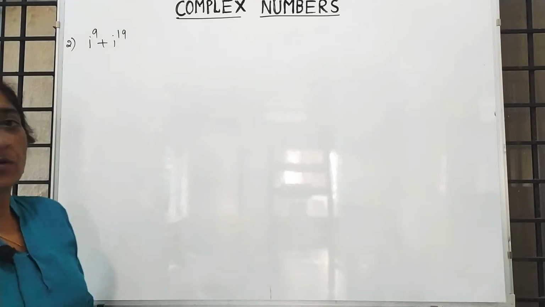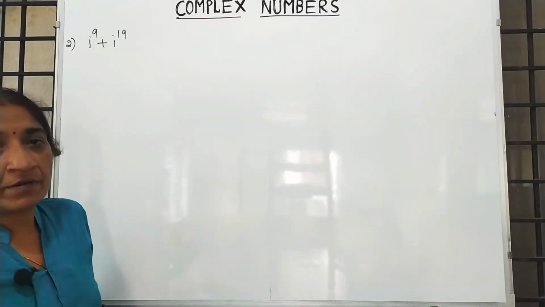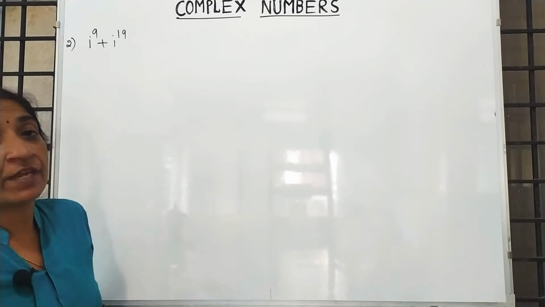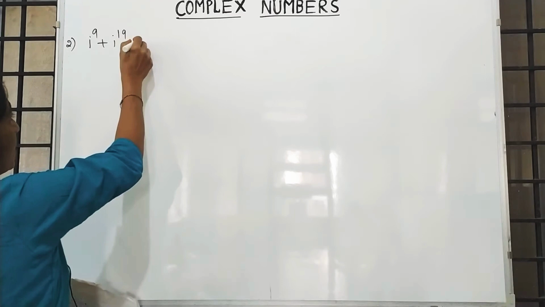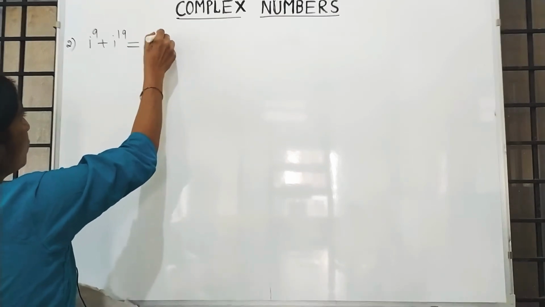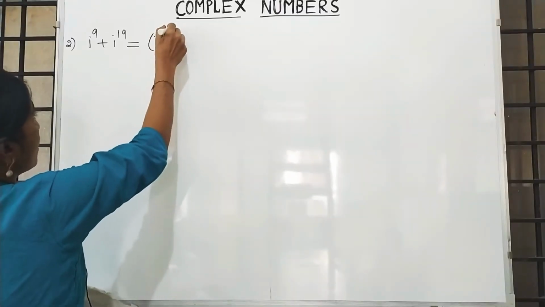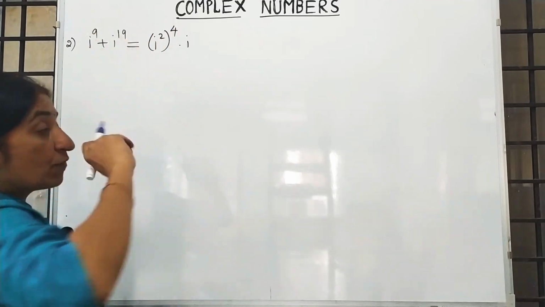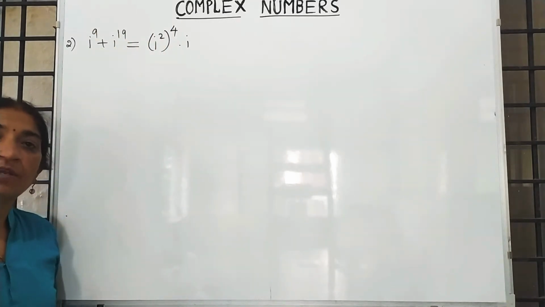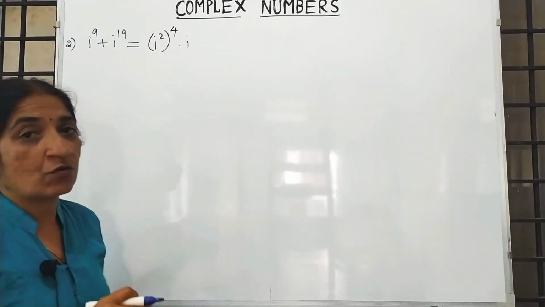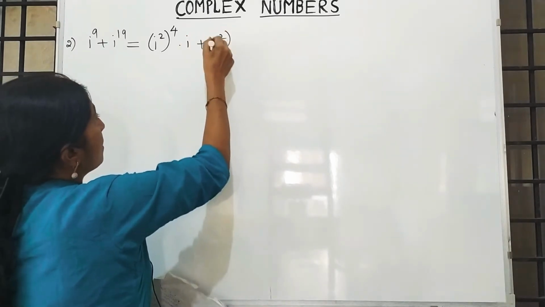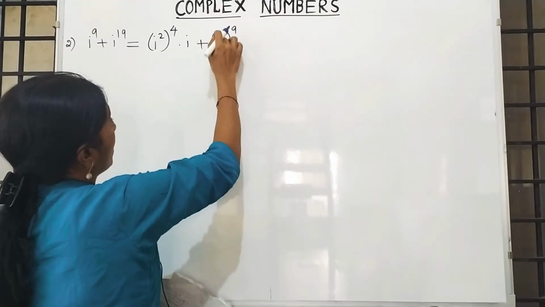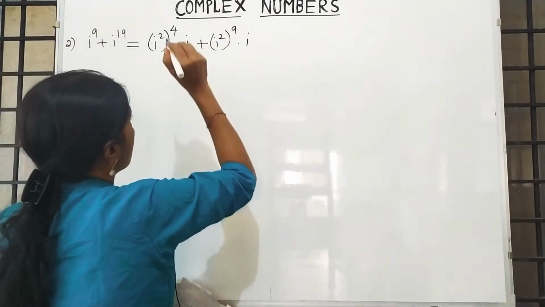The common question is: represent or write the following numbers in the form of a plus ib. In that, see this, i raised to 9 plus i raised to 19. i raised to 9 is i square raised to 4 into i. Why are we splitting in the form of i square? Because we are familiar that i square value is minus 1, plus i square raised to 9. 9 twos are 18, 18 plus 1 is 19.